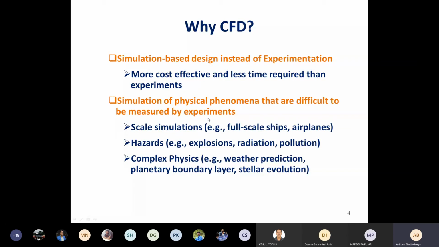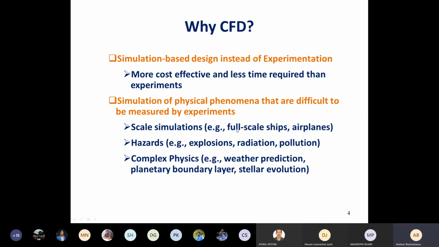Say for example, you want to solve the drag and flow pattern around an aircraft carrier, which is a very large ship. You cannot do a full-scale simulation, sorry, full-scale experiment, obviously.